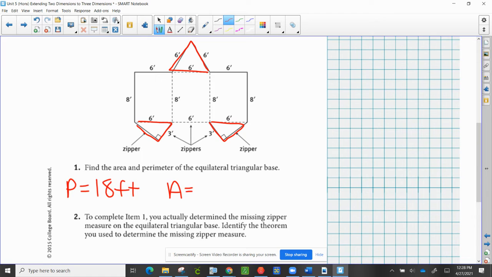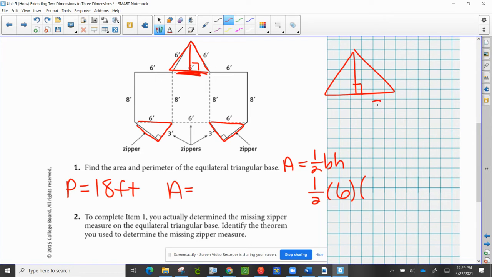Now the area is going to be a little trickier because to find area, we have to take 1/2 the base times the height. Now the base I know is 6. But for that height, we would have to drop a little perpendicular line in there. Maybe I'll draw this on the side so we have a little bit more space. If I drop in that perpendicular bisector, that makes this side both 3. Okay, this is then a 30-60-90 triangle. So if our short leg is 3, that makes our height 3√3, right?